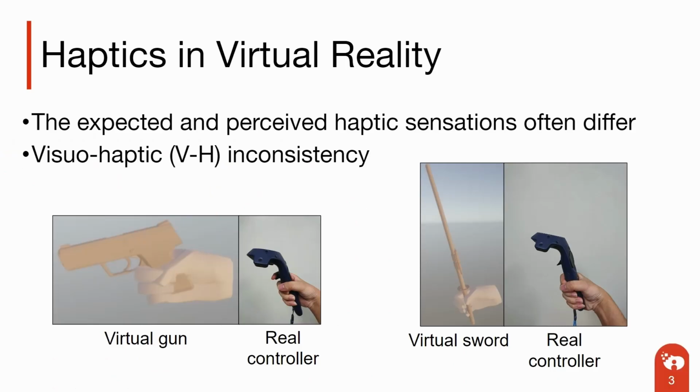Normally, we manipulate virtual objects with a VR controller, such as a Vive controller. However, there is a problem in that the shape of the virtual object and the shape of the controller differ, making a natural sense of touch impossible. For example, on the left, you have a virtual gun, and on the right, you have a virtual sword. The sense of touch, on the other hand, will always be provided by the same VR controller. As a result, the actual sense of touch you will experience will differ from the expected sense of touch based on the appearance of the virtual object. This difference is referred to as Visuo-Haptic inconsistency.